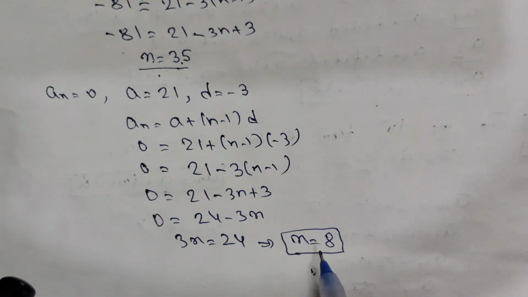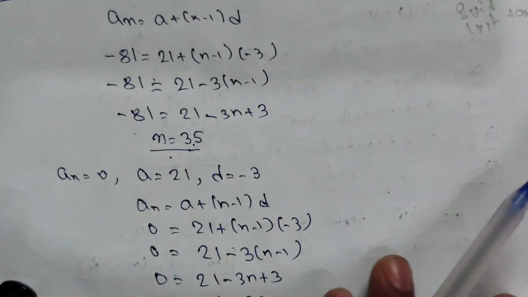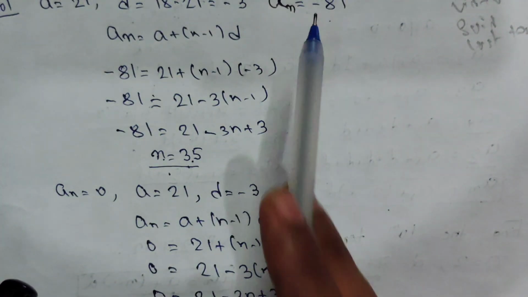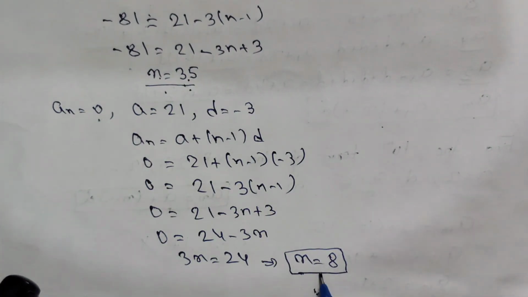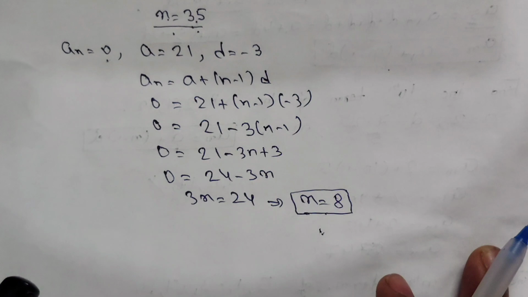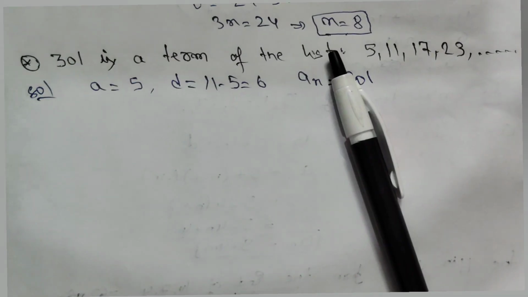Sir, how will we come to know if it is not lying? We'll do a question where we'll get a value from which we can say no, it's not a part of that series. These two cases we understood: minus 81 is lying at the 35th place, and 0 is lying at the 8th place. Is there any case where it is not lying? We'll see that case also. Let us see, this is the next question.